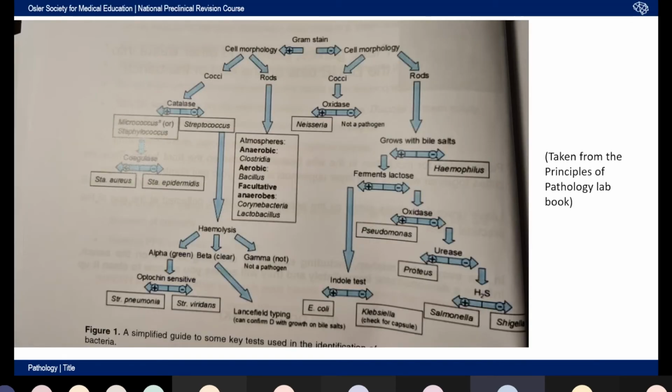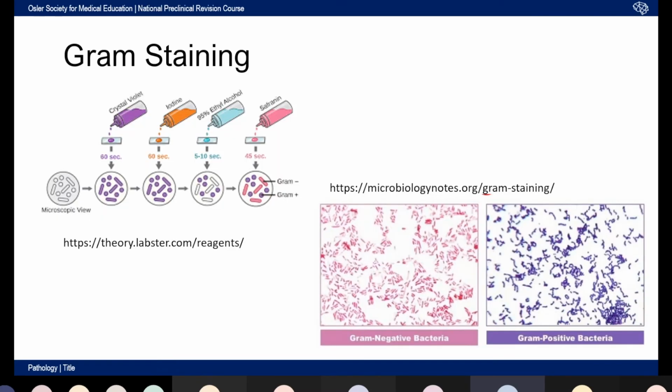So this is a bad photo, I'm really sorry, but I just took it from my old lab book, the Principles of Pathology lab book, and I think it's actually a really useful diagram and worth learning for MCQs, as then you'll know what they're getting at when they tell you test results. Probably one of the most important tests to understand is gram staining.